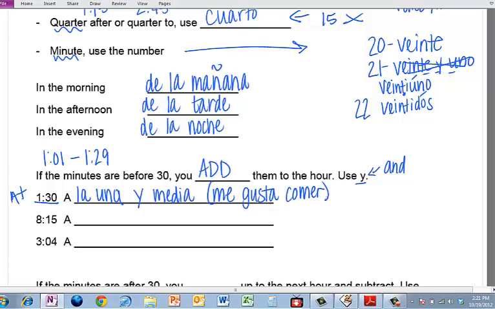Okay, 8:15. Are we going to follow the pattern a la una, or are we going to make it plural, a las? Good. A las ocho. Now we're going to add the y, and we're not going to use the real number 15. We're going to say at 8:15. So a las 8 y cuarto. Now we're going to add to that. Me gusta enseñar. New vocab word, I like to teach.